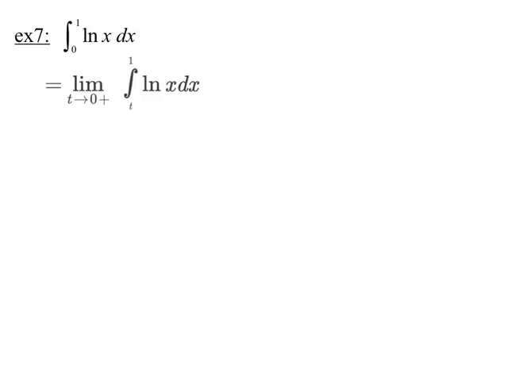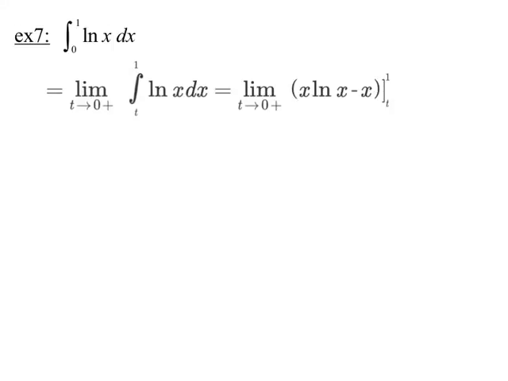Okay, so I should have the limit as t approaches 0 from the right of the integral from t to 1 of natural log x dx. If you remember, we just did this integral when I was doing integration by parts, so I'm going to just cut to the chase. And I'll have the limit as t approaches 0 from the right of x ln x minus x from t to 1. If I do upper minus lower, I'll have the limit as t approaches 0 from the right of natural log of 1 minus t natural log t plus t. Now natural log of 1 is 0. And if I let t approach 0, t will approach 0.